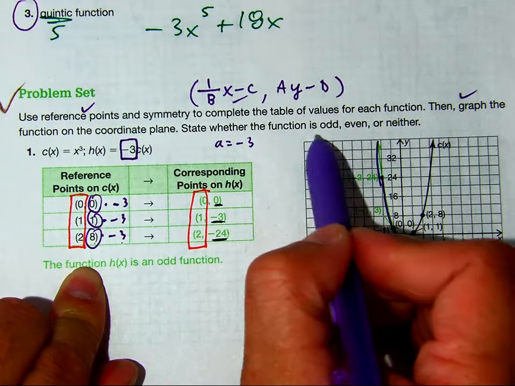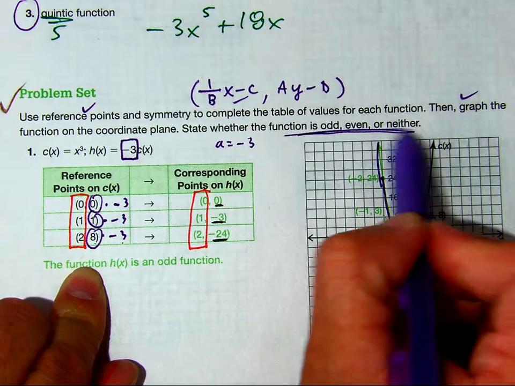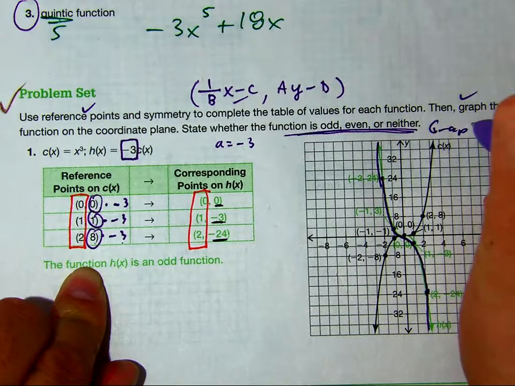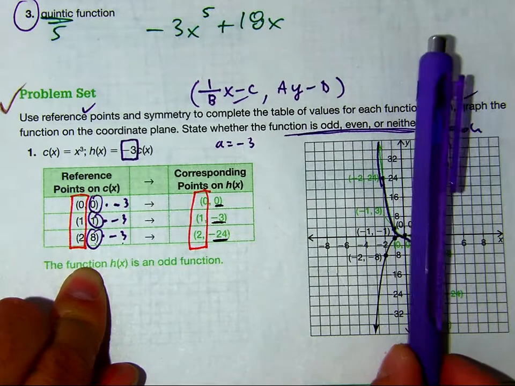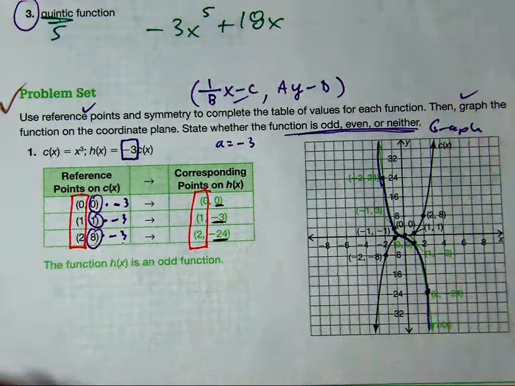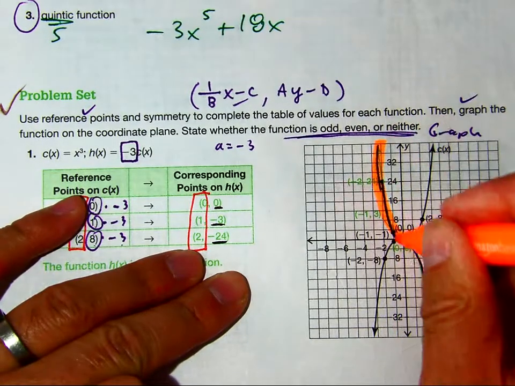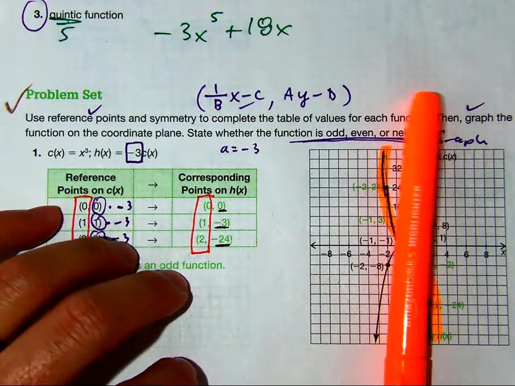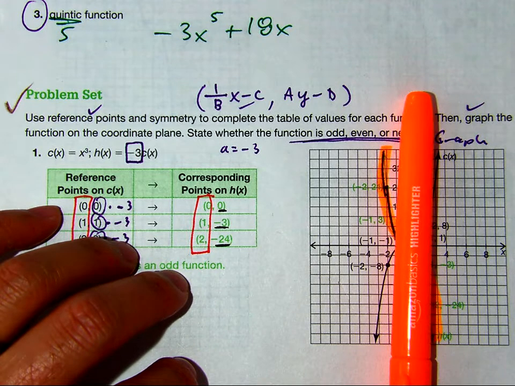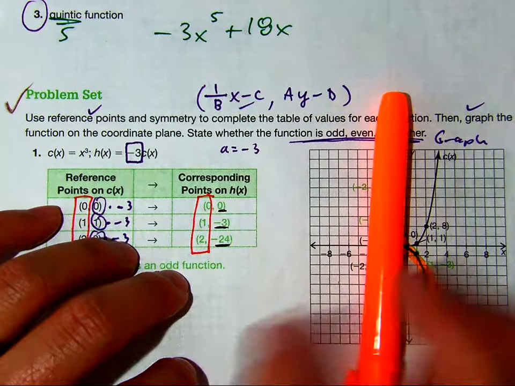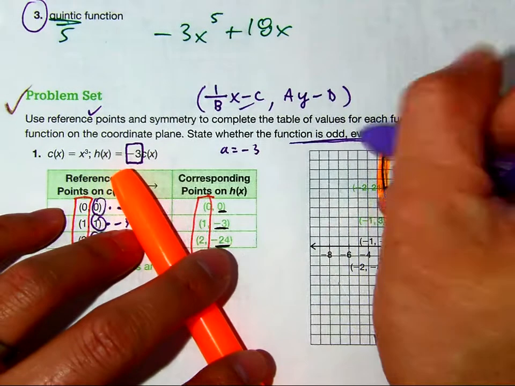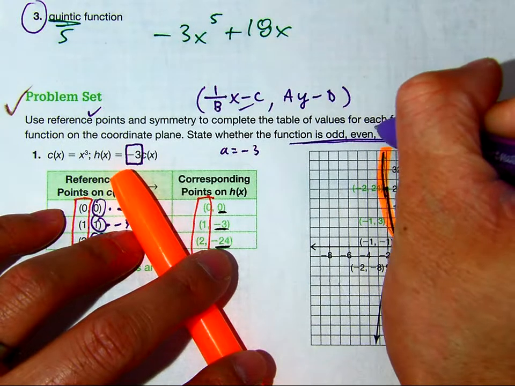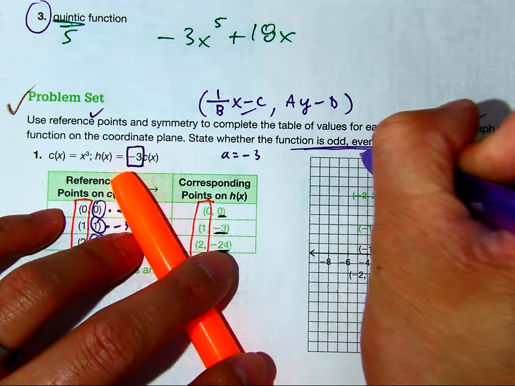Well, I can do a couple of things to figure out if it's odd, even, or neither. If I look at my graph, let's highlight it in a color so you can see that very clearly. Class, is that symmetrical about the y-axis? Can I fold it? No. So that's not even, right? That's not symmetrical about the y-axis, okay?